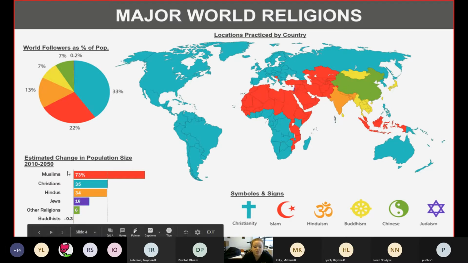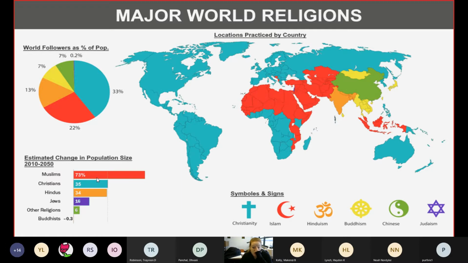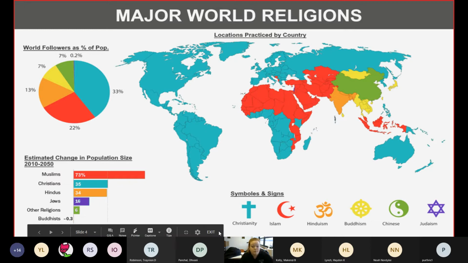And this is kind of a projection of the population of each religion between now and 2050. So that's much further into the future.